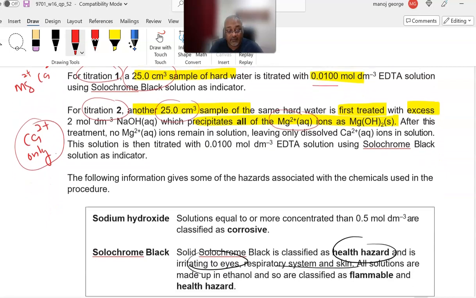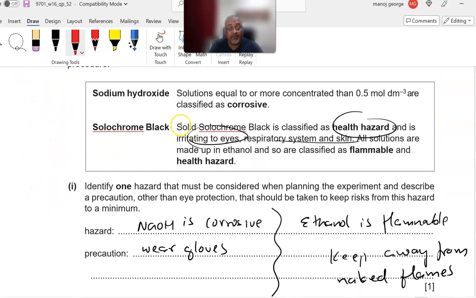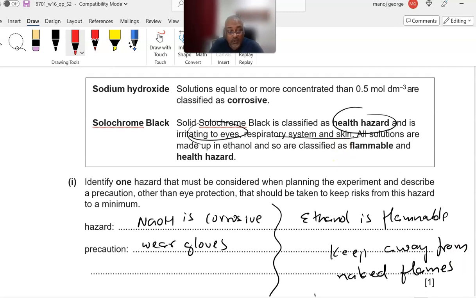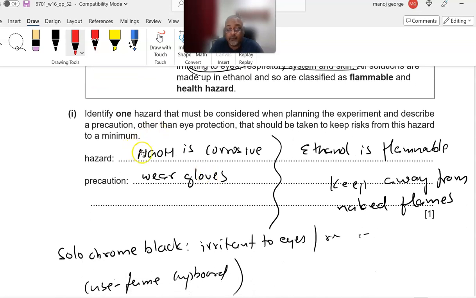Always remember, whenever they give you information about some chemicals, there probably would be a question coming in for safety. Corrosive, definitely think of gloves. If something is irritant to the eye, think of the fume cupboard. Usually, these are the good things to remember. Normally, you will always have questions, as you see here, about what the risks are and how you would reduce them. Because NaOH is corrosive, the best way is to wear gloves.